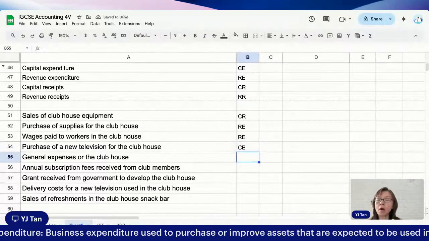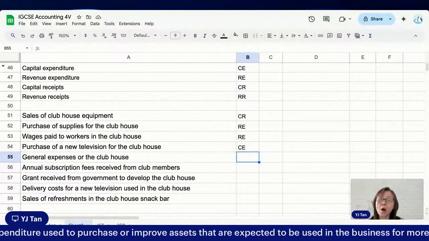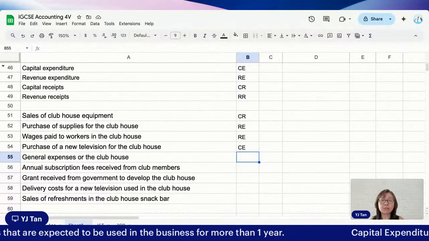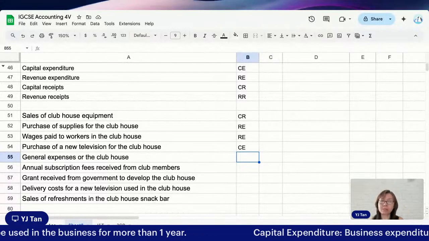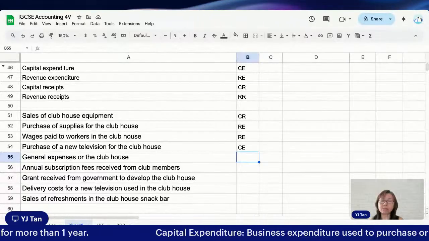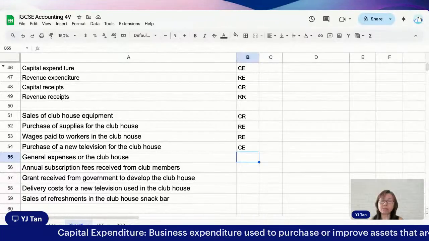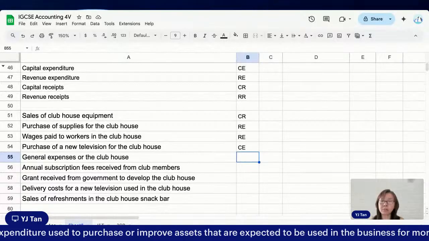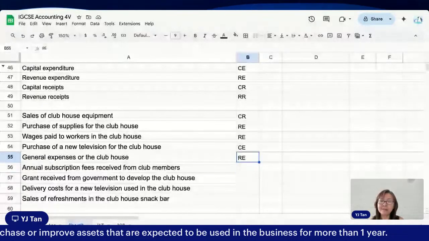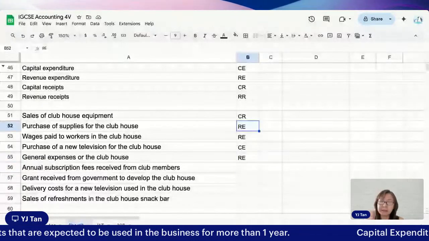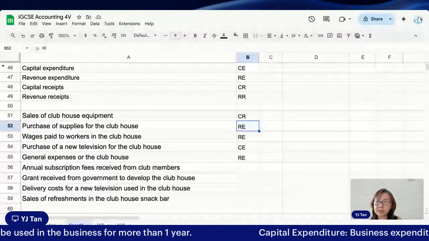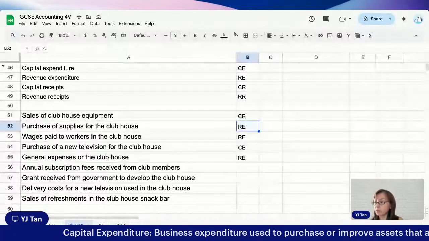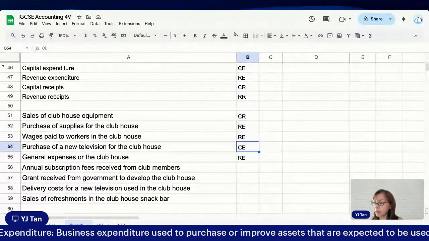General expenses of the clubhouse. So there are some general expenses that you need to spend. It's the same thing as the purchase of supplies, so it's a revenue expenditure. Sorry, revenue expenditure. I just realized that wages is an expenditure, not a receipt, and the purchase of supplies of the clubhouse. Yes, okay, correct.